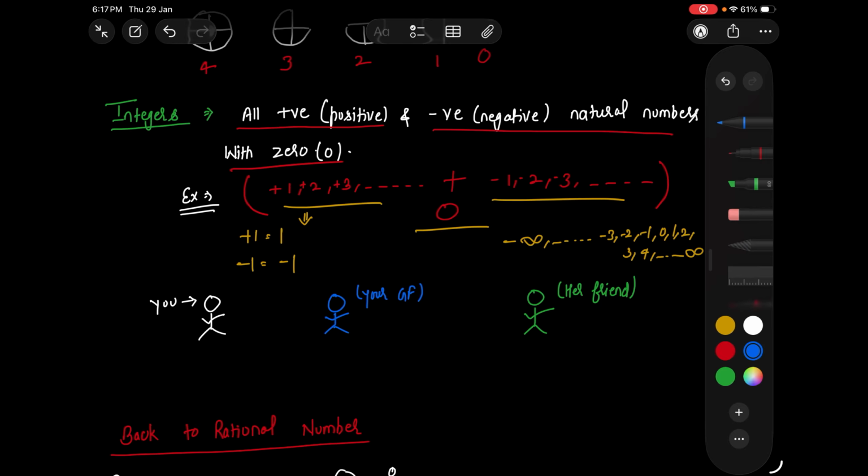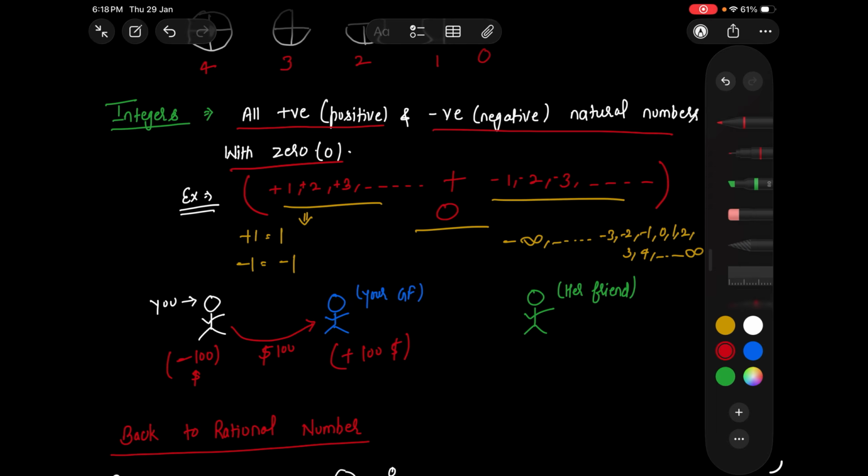Let's illustrate this with a simple example. This is you and this is your girlfriend. Your girlfriend asked for some money from you, and you gave her $100. Now you are in a loss of minus $100 and your girlfriend is in profit of $100. So you have minus $100 and she has plus $100.